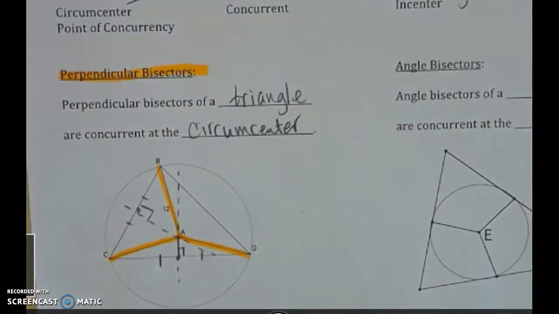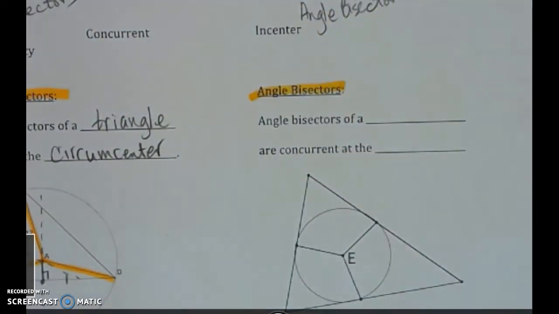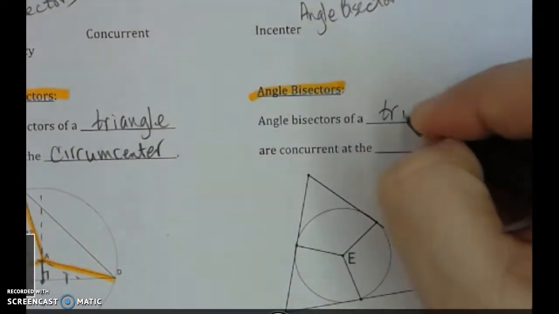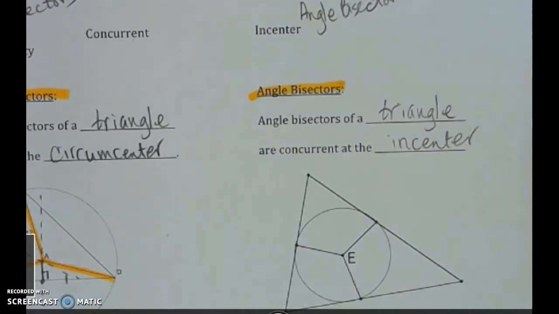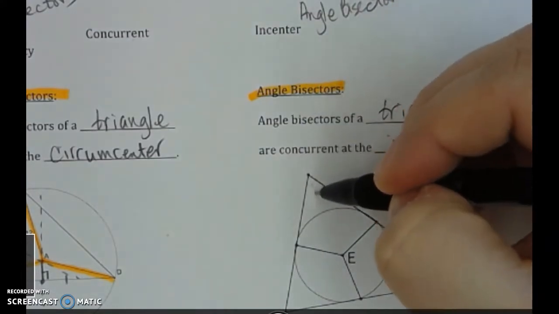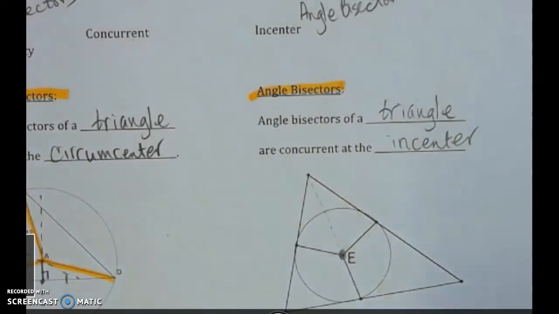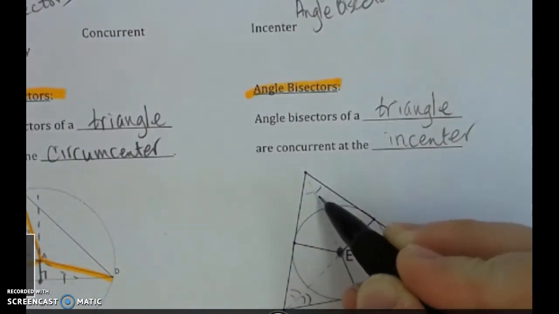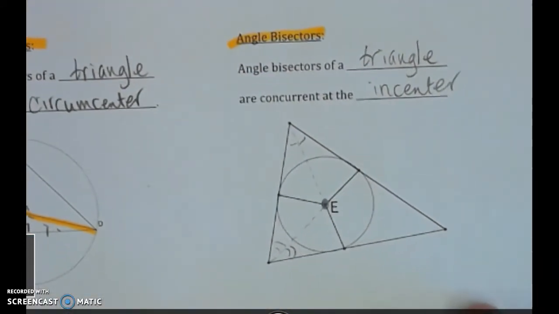Okay, so the angle bisectors. When you have angle bisectors of a triangle, they're concurrent at the incenter. And so this is actually that point. They cross right here. Right there, and so those are the actual angle bisectors. Unlike over here, the lines drawn were not the angle bisectors.